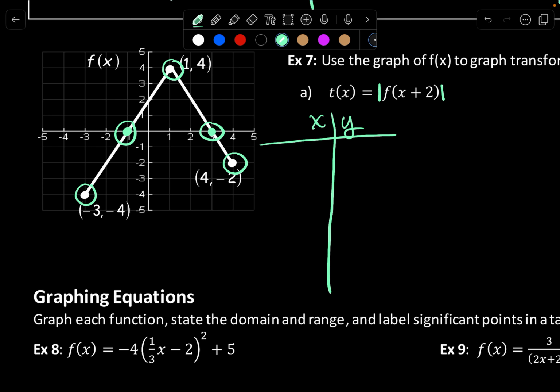So our x values, we're going to have -3. The first x-intercept, that is -1, 0, and then at -3, -4. The next point is 1, 4. The next x-intercept is 3, 0, and then the last point is going to be 4, -2.